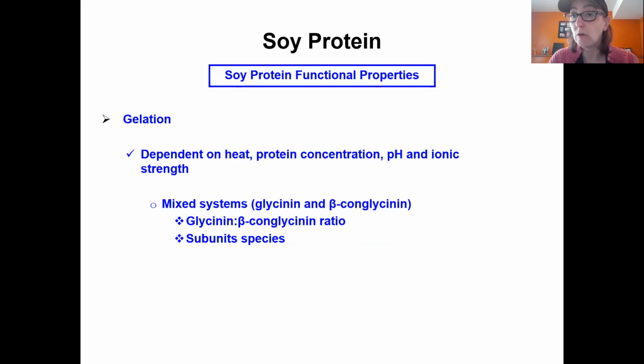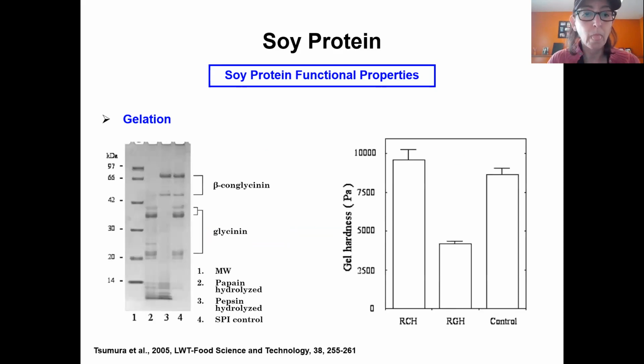Obviously, it will be nice to have a mixed system. You don't need to fractionate glycinin and beta-conglycinin separately. In soybean, they're present together, but a good ratio between the two allows for good gel formation. And it is definitely dependent on the ratio and also dependent on the types of subunits, or the species of the subunits, present.